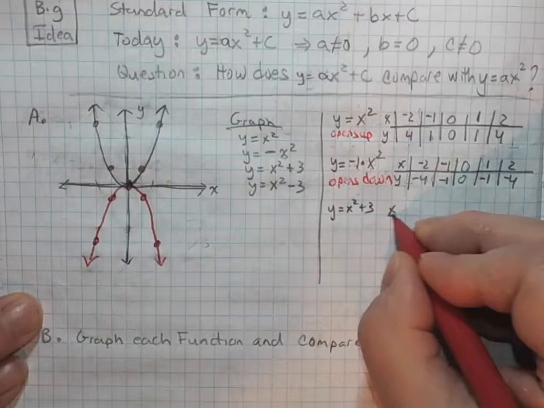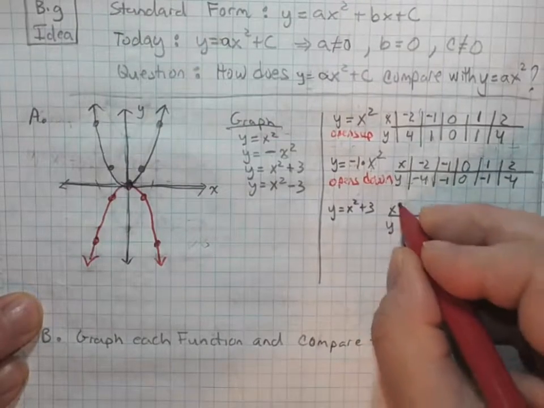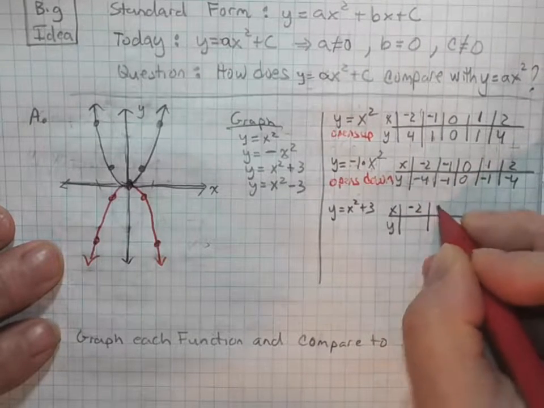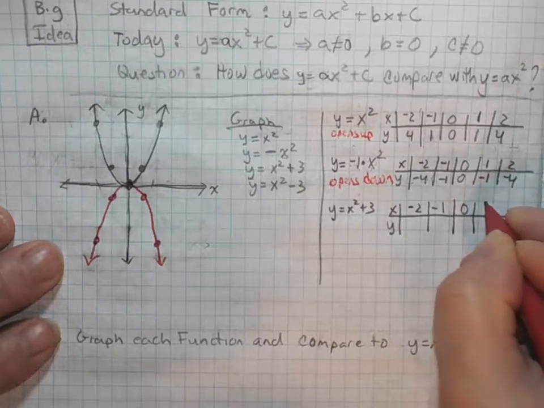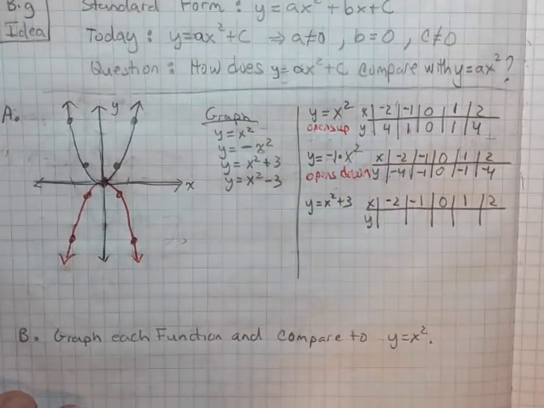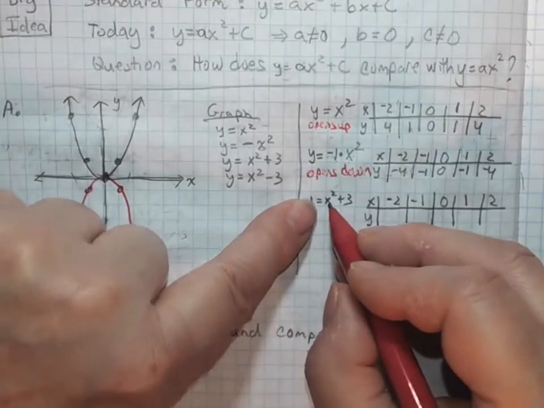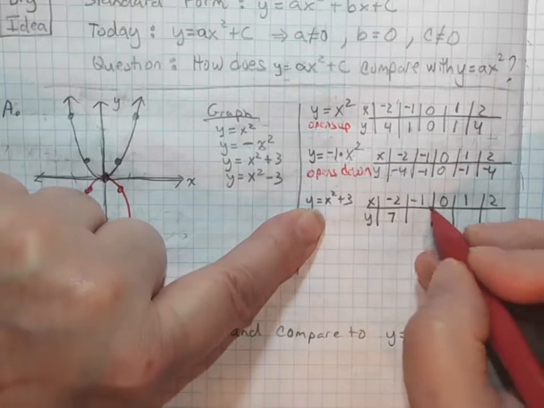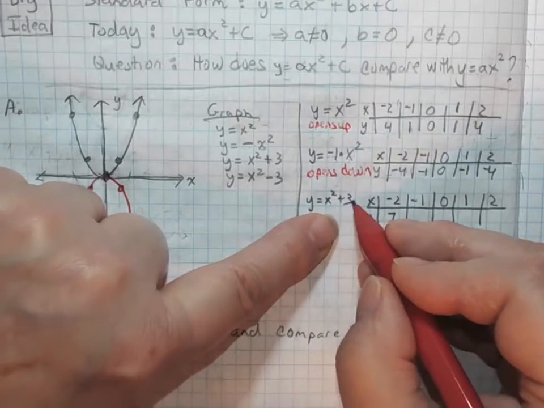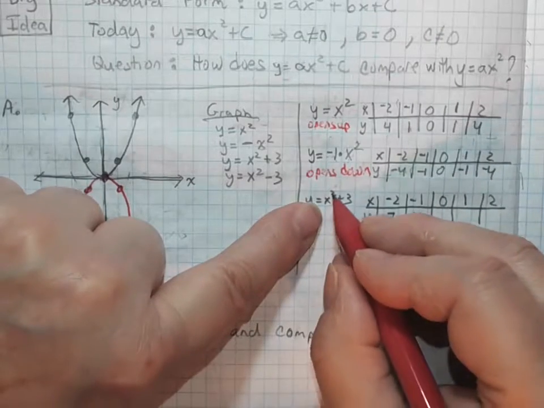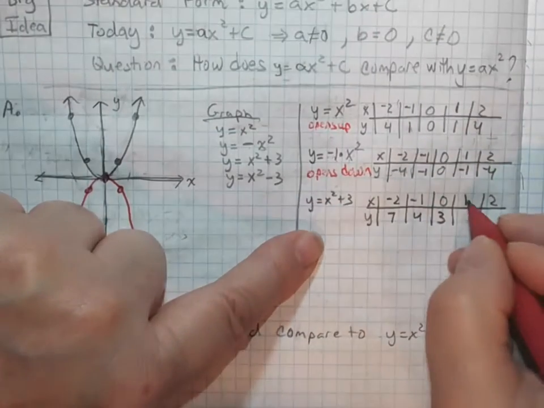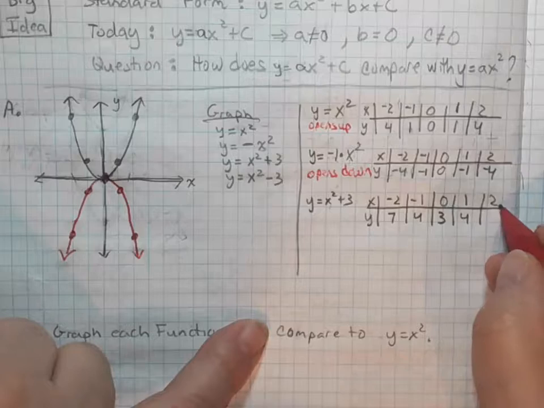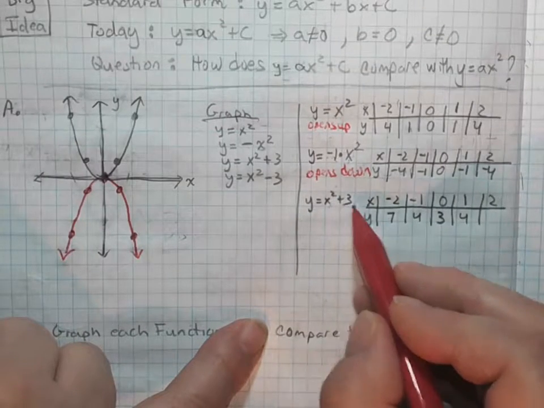Okay, so x's, and then y's. All right, I'm just going to keep plugging in those same numbers. So -2, -1, 0, 1, and 2. All right, so first square your number. -2 squared, that's +4. Add 3 to that, that's 7. -1, square it is +1. Add 3, I get 4. 0. 0 squared is 0, but I'm adding 3 to that, so that's 3. 1 squared, 1 plus 3 is 4. And then 2 squared is 4 plus 3 is 7.